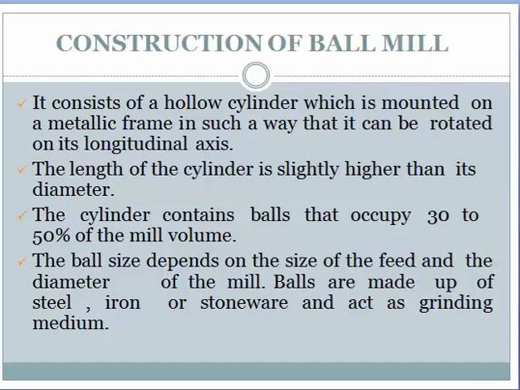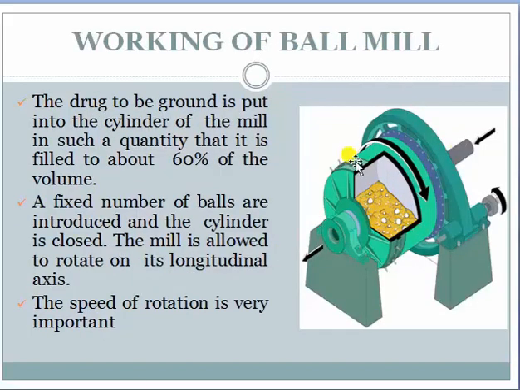Now, the construction. It consists of a hollow cylinder which is mounted on a metallic frame in such a way that it can be rotated on its longitudinal axis. The length of the cylinder is slightly higher than its diameter. The cylinder contains balls that occupy 30 to 50% of the mill. The ball size depends on the size of the feed and the diameter of the mill. The balls are made up of steel, iron, and stoneware and act as a grinding medium. Here is a fixed closure.